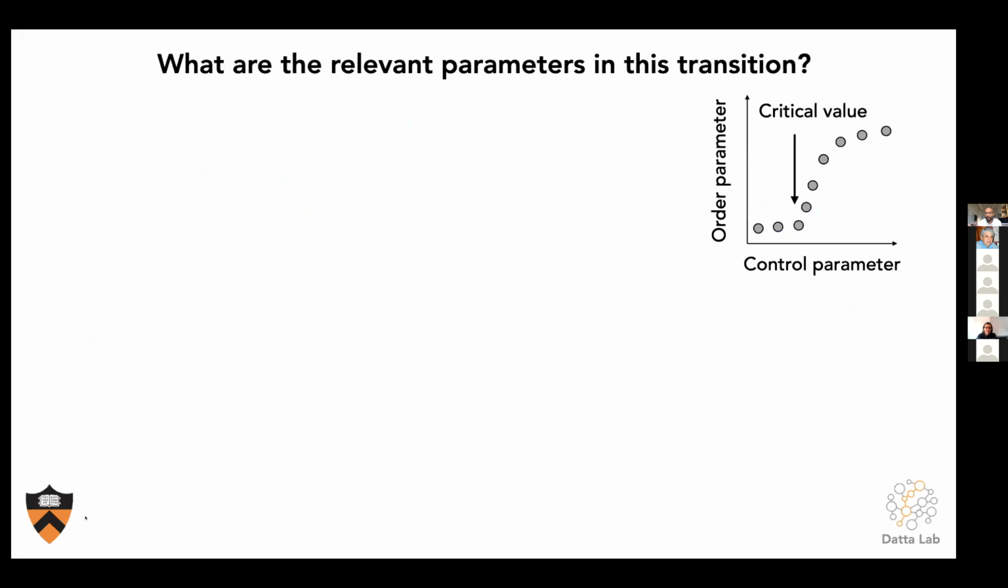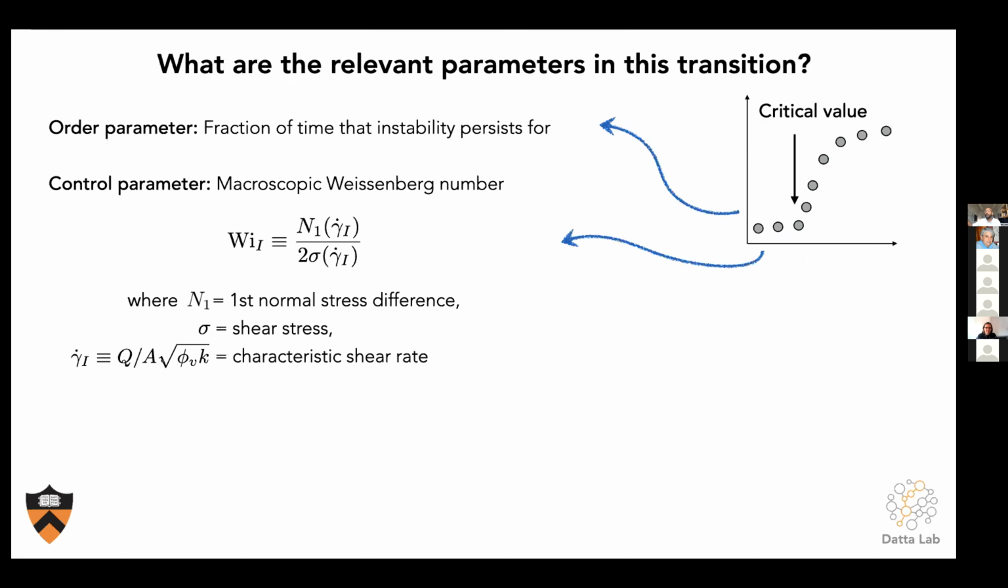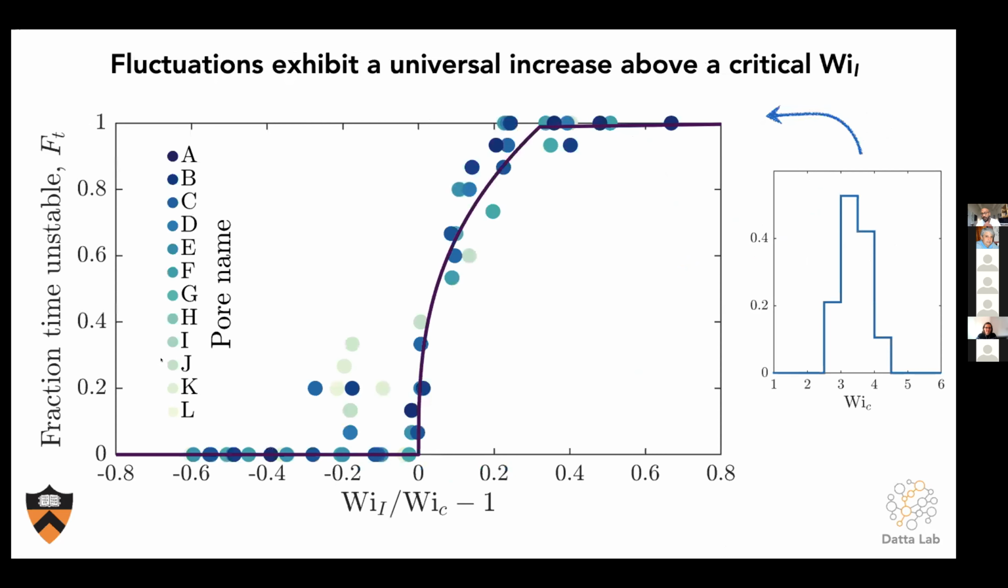And so how do we characterize this transition from this stable flow state to this unstable flow state? Well, what we can do is measure how long these unstable bursts persist for. What fraction of time is the flow unstable? So if it's 0, that means the flow is completely stable. If it's 1, that means the flow is completely chaotic or unstable. And in between, that means some fraction of the time the flow is unstable. And we can measure that at different Weissenberg numbers, which I told you is a measure of how important elasticity is in the flow. And so here's what we see.